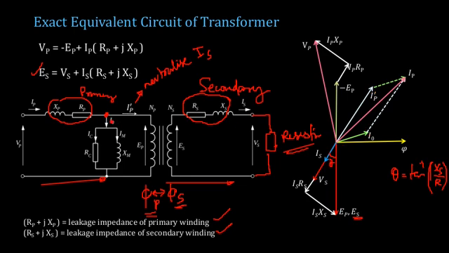Now at this node, I am applying KCL. When I apply KCL at this node, what will I get? IP equals I0 plus IP dash. So IP will be the phasor sum of IP dash and I0. So this is the IP that you get.